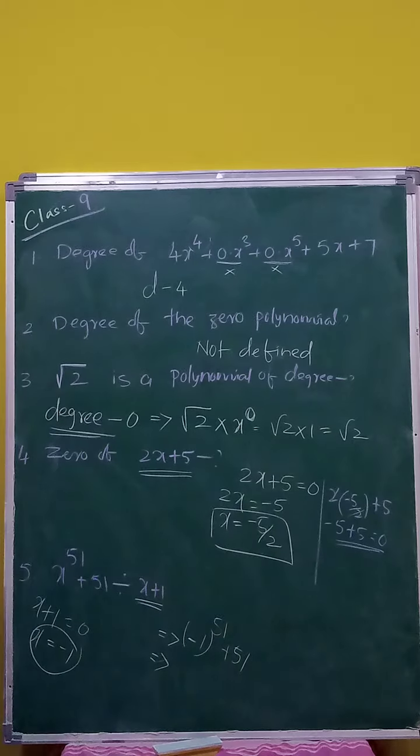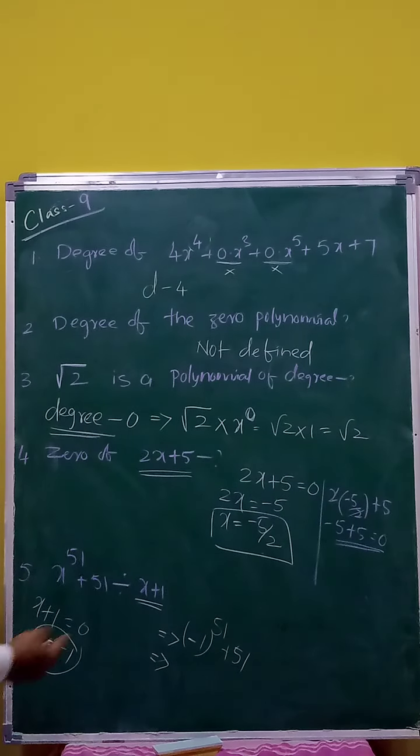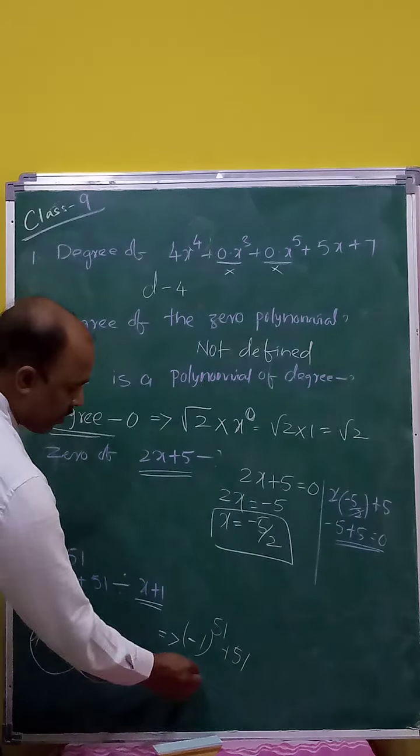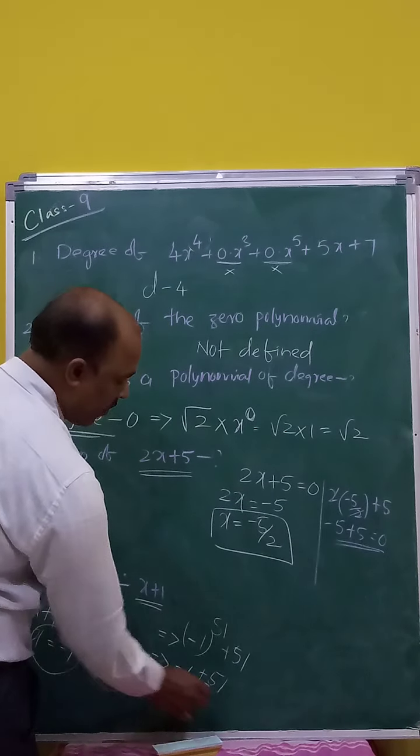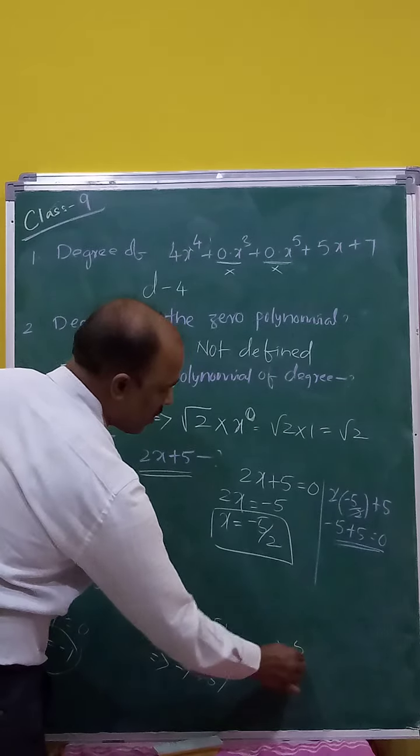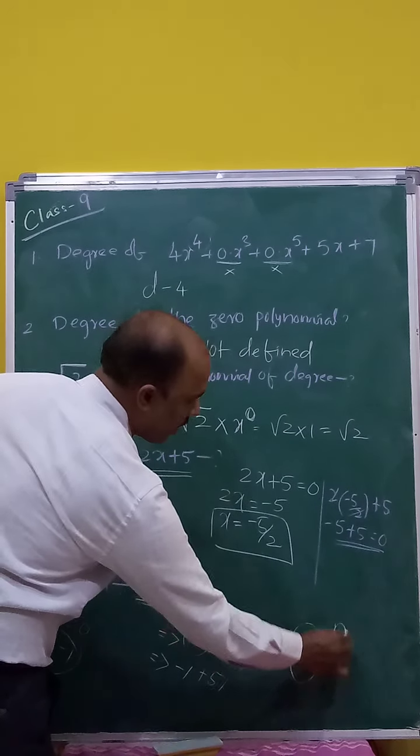(Minus 1) to the power 51: how many times is it? It's an odd number, then the answer is only minus 1. Minus 1 here plus 51, that is 51 minus 1. The answer is 50. This is the remainder.